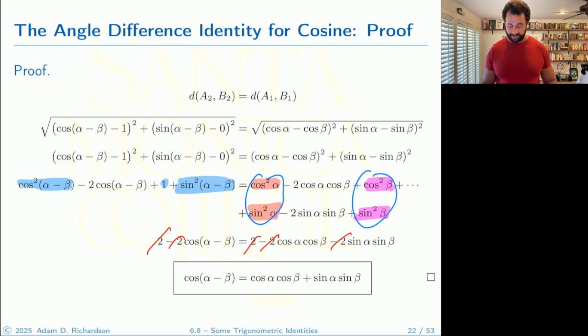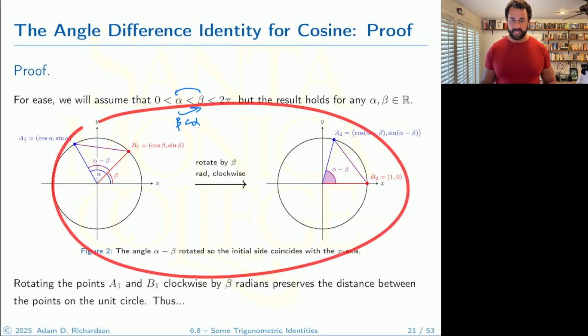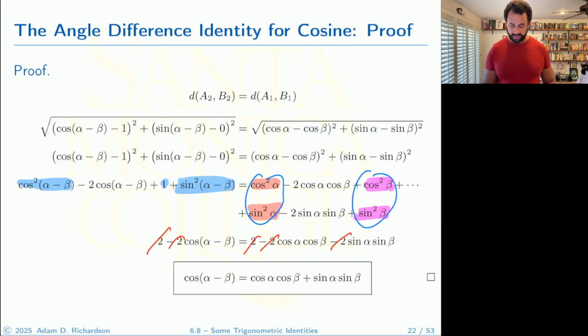That is the angle difference identity for cosine, just like that. Pretty cool stuff, right? Again, it all follows from this initial geometric argument, and then we bring it into the realm of algebra using the distance formula, just massage things a little bit, and everything works out really great at the end.